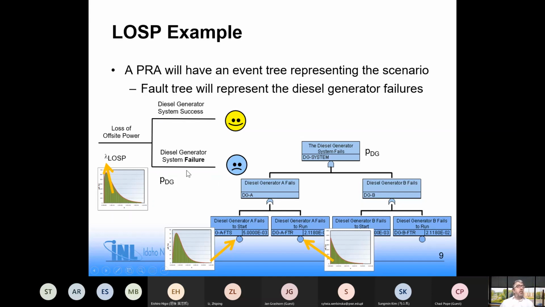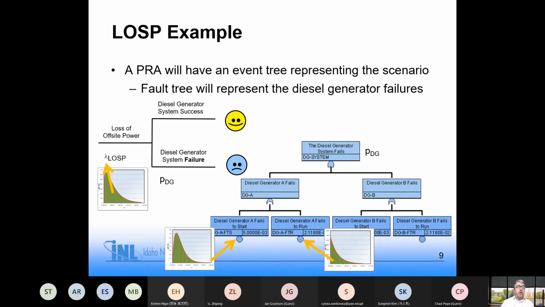And the system failure probability is given by this parameter called P subscript DG, or the probability that the diesel generator system fails. Now, to describe that system, typically what we do in PRA is create a fault tree. For that system, for failure, remember we just said both diesels have to fail. And so that implies I have this AND gate where diesel A has to fail and diesel B has to fail.